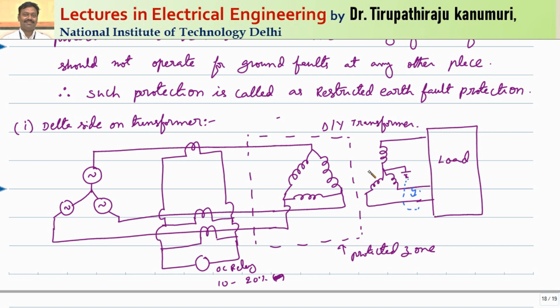The zero sequence component is not going to reflect to the primary of the delta side. Even if they are induced in the delta side, they will circulate within this delta only. That is not going to reflect on these relays. That means for these relays, if you take the current, this is my R phase, this is my Y phase, and this is my B phase.